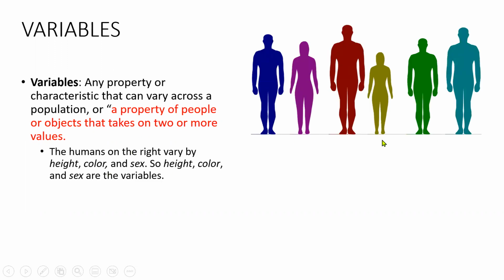So let's look at this example. In what ways do these people vary? One way in which they vary or differ is height. They're all different heights. So a variable would be height. Another variable would be color. These human beings here are all different colors. Another variable is sex. You can see that they've drawn some of these odd balloon figures with more female kind of hips and some with more male kind of hips. So height, color, and sex would be the variables that could be used to describe these individuals.